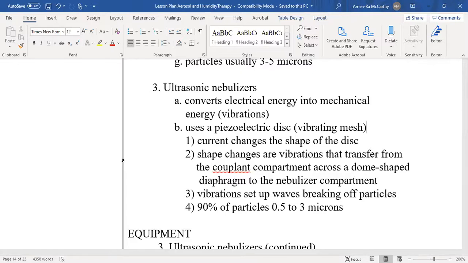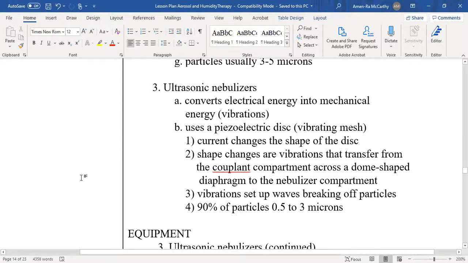I have a question. Yes. I may have missed this. What is IPPB? That's intermittent positive pressure breathing. But we don't use that anymore. The machine that they're talking about, we'll talk about that more when we get to J.